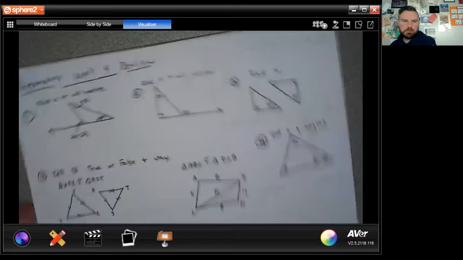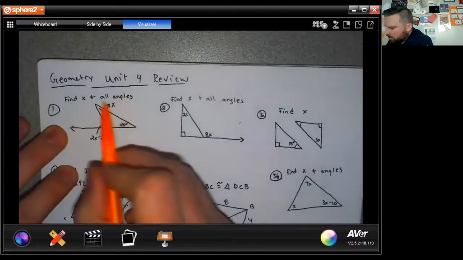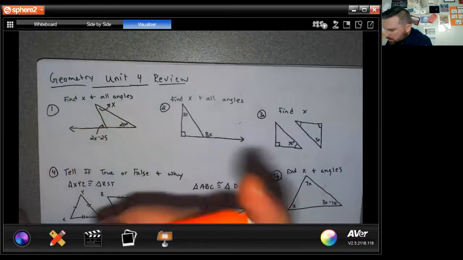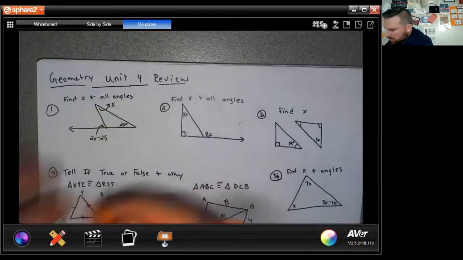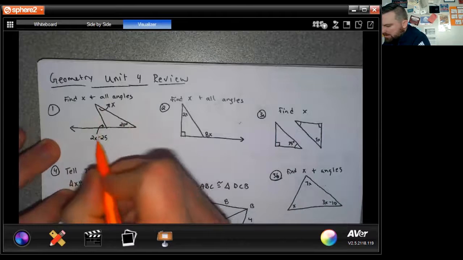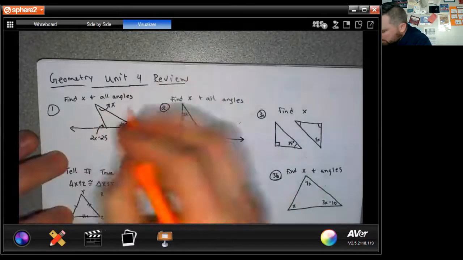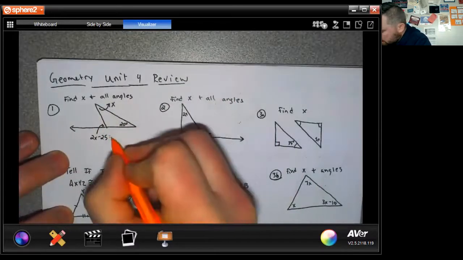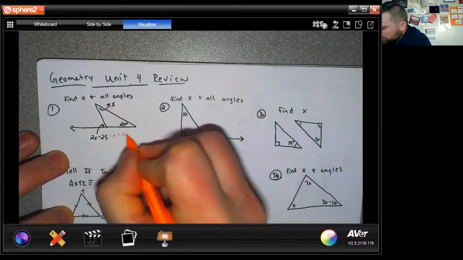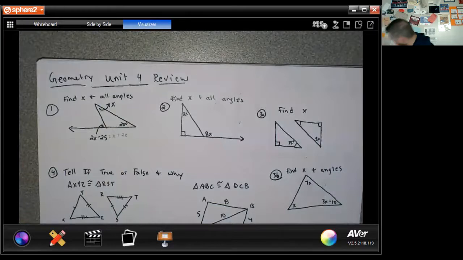All right. So here we have find x and all angles. Okay, so they give us this exterior angle and the opposite two interior angles. So this angle equals the sum of those two angles. So it equals x plus 20. Okay, so now all I need to do here is solve for x.